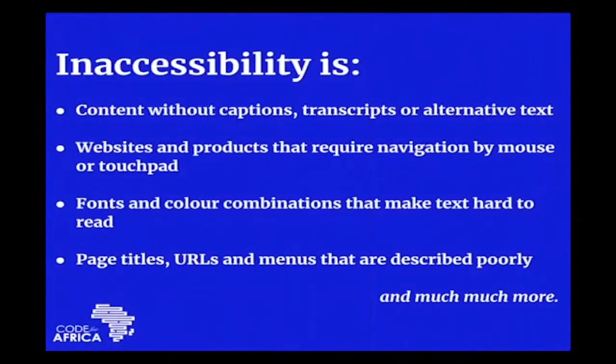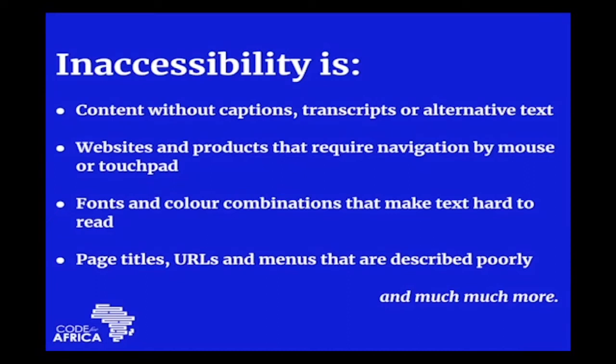So that's an example of accessibility serving everyone. And here are many examples of inaccessibility. I'll just go through a few of them. And I think the first one is the most important for this session. Inaccessibility can be content without captions, transcripts, or alternative text. So captions, like I've mentioned earlier, is when you add text descriptions to a video to help users who can't hear the audio know what's happening. That's an example of an accessibility feature, and lacking captions is making your content inaccessible to users.